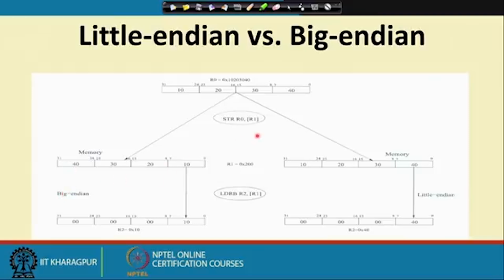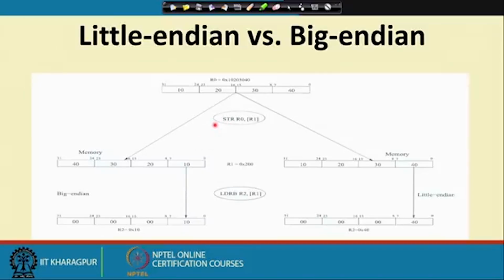On the other hand, if it is little endian format, then this lowest order byte will go to the lowest order address and this highest order byte will go to the highest order address. Again the same thing, if it is byte organized memory, then this 40 will go to the lowest address, 30 to the next one, 20 to the next one and 10 to the highest address. So, that way it will go. So, as such there is no difference, as long as you are reading and writing as 32-bit words. So, there is no difference between the two.